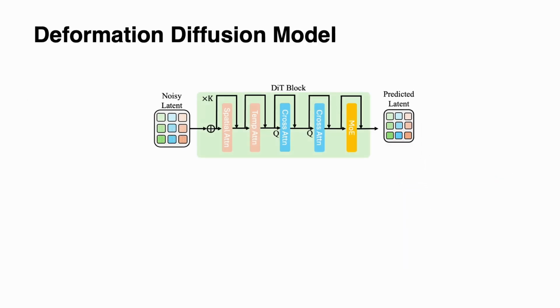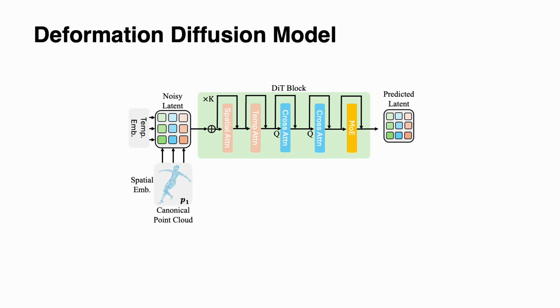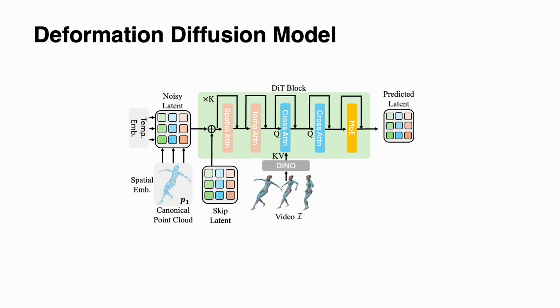The encoded deformation latent is used as target for the deformation diffusion model. We start from a noisy latent sampled from a Gaussian distribution. We add the temporal embedding and spatial embedding from the canonical point cloud. A skip connection is added in the DiT block to preserve the information from previous blocks. Video conditions are injected in the cross-attention layer using DINO features. Canonical shape conditions are also applied by the cross-attention with its vector set feature extracted from HY3D shape VAE.